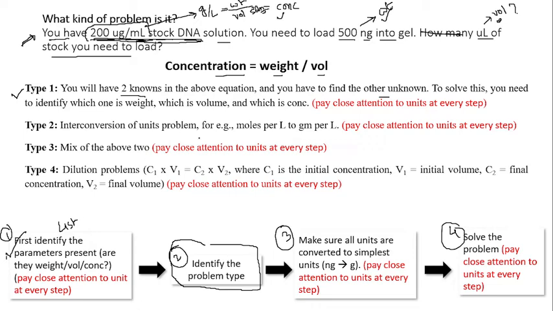The third step now is to convert all units to the simplest unit. This is very important before you actually solve the problem. Otherwise, as I said, this is the most common mistake students make.